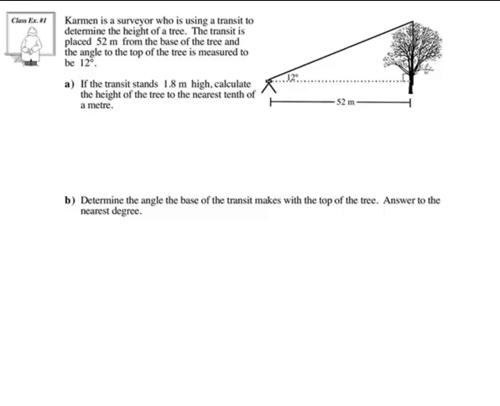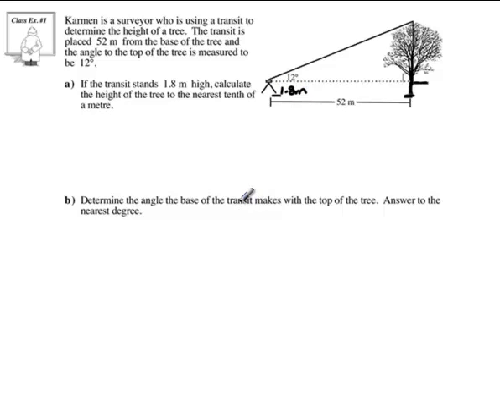When you're solving word problems, make sure you read them very carefully. In this one, Carmen is a surveyor who is using a transit to determine the height of a tree. The transit is 52 meters from the base of the tree with an angle of 12 degrees, but it sits 1.8 meters off the ground. So from the ground to the height of the transit, where you put it, that's 1.8 meters.